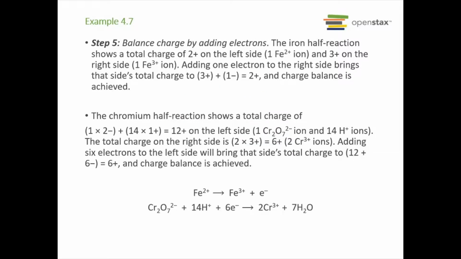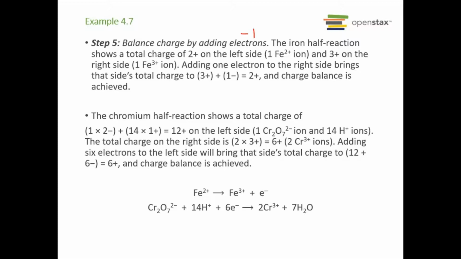So step 5 is to balance charge by adding electrons. Remember, electrons are negative charges. They have a charge of -1. You add as many electrons as you need to one side of each half reaction to make sure that you have the same charge on each side. No, you don't need to have a charge of 0 on each side. Just make it the same.